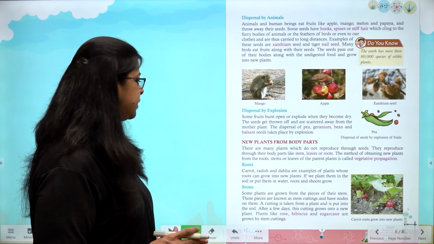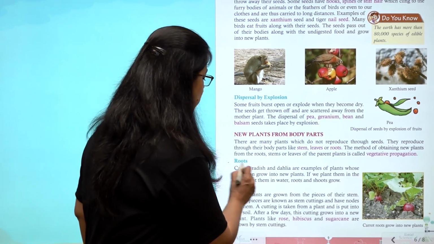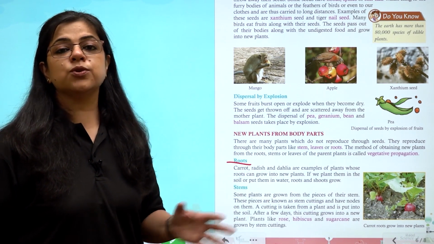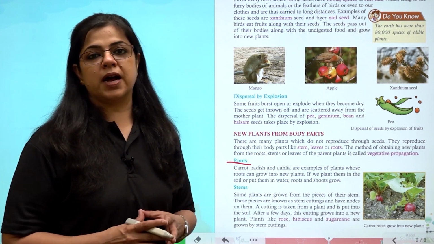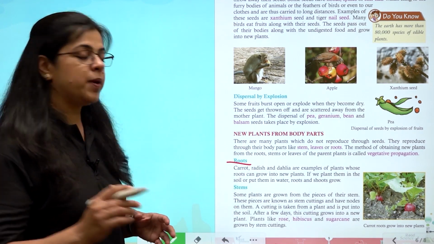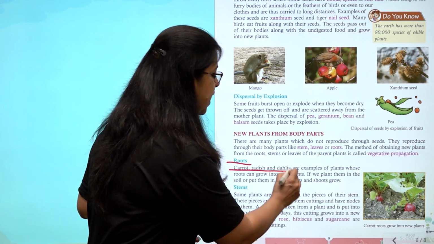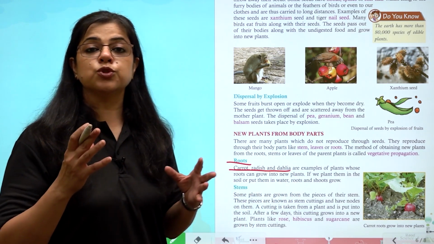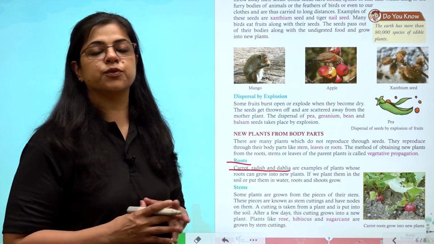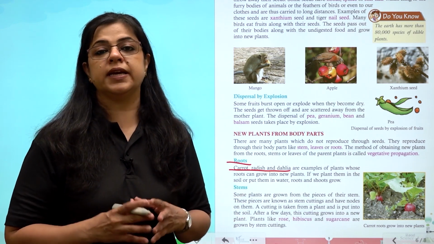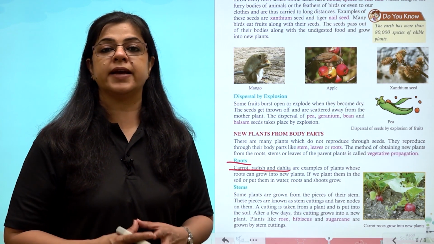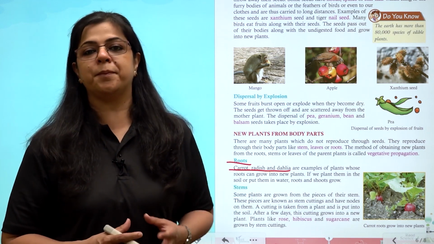Now, the first part that we are going to study is root. Roots also give rise to new plants, especially in case of plants like carrot, radish and dahlia. So, if you soak the root in water for some time and then you put it in soil, the root will give rise to fresh roots and a new baby plant.